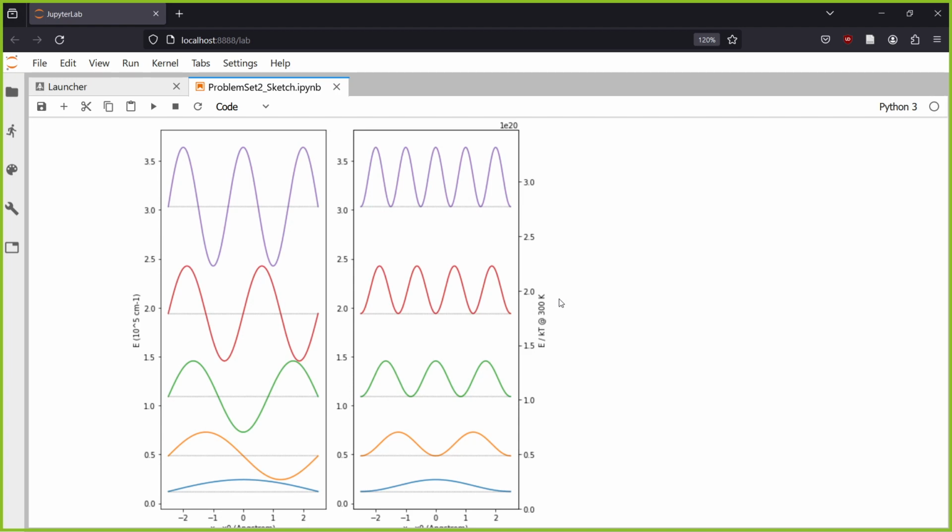So we could calculate an average, for instance. We'll do this and prove it. What's the average position of the particle at n equals 1? Oh, it's going to be right in the middle. So on average, the particle's in the middle.